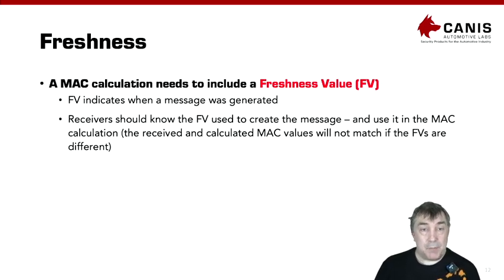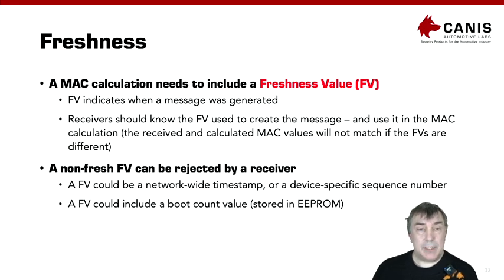So the calculation of a MAC must include a freshness value, and that indicates when the message was generated, so that all old messages won't verify because their freshness values are too old. Now, the receivers should know the freshness value that was used to create the message, and then must use it themselves in the MAC calculation. Because if a different freshness value is used, then the MAC calculations will produce different results and won't match, and then the frame can be rejected.